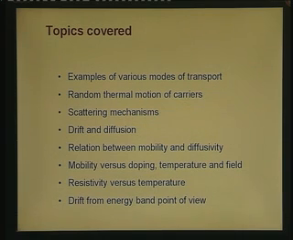Then scattering mechanisms which cause the random thermal motion. Then we considered the drift and diffusion transport, how directed motion is superimposed over random motion by application of potential gradient or concentration gradient. Then we discussed the relation between mobility and diffusivity. This is the Einstein relation. Then we discussed mobility as a function of doping, temperature and electric field. So for small fields you have a linear relation between velocity and electric field, but for large fields the velocity is constant. So mobility varies with field.